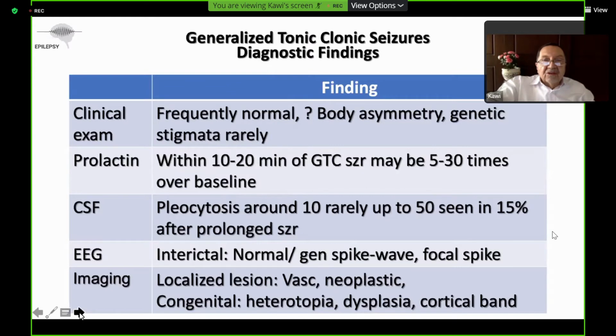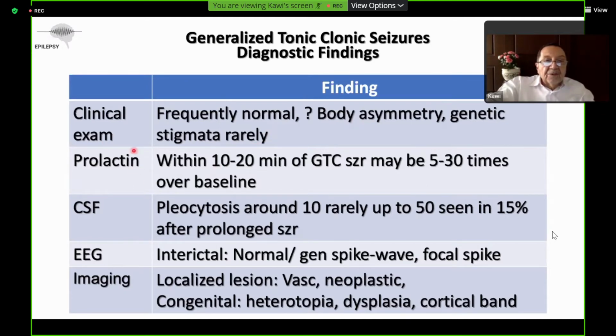What are the diagnostic findings? By clinical examination, it's frequently normal, unless we see some body asymmetry in patients who have a congenital abnormality in one hemisphere. There might be hemihypoplasia of the hands. One hand may be smaller than the other, or genetic stigmata, such as what happens with tuberous sclerosis and so on.